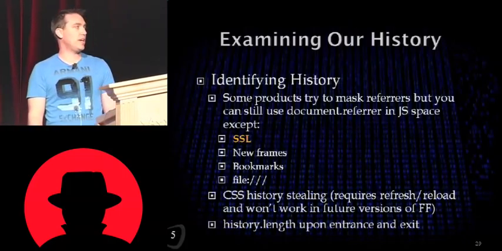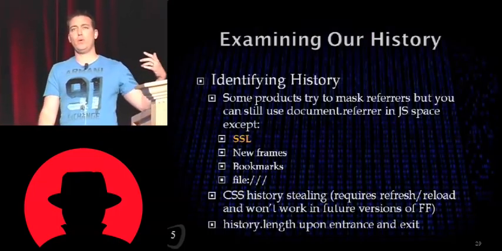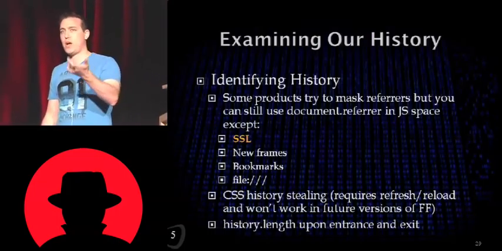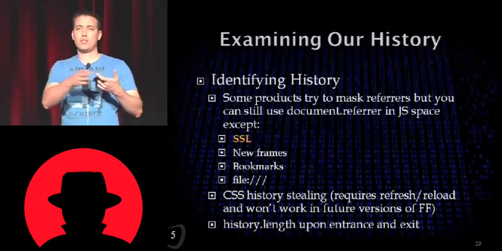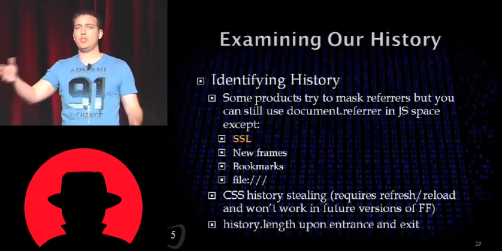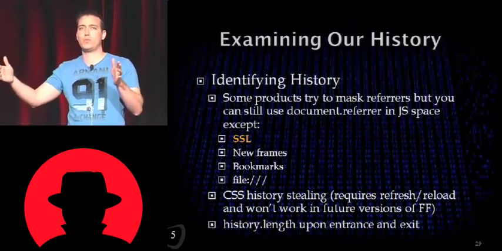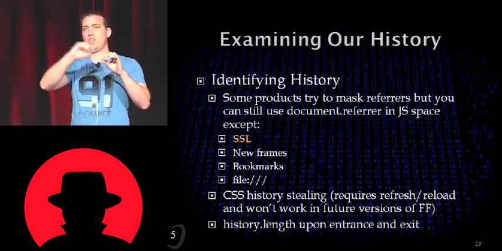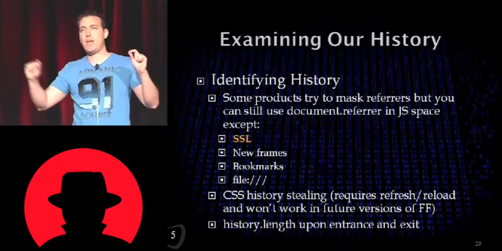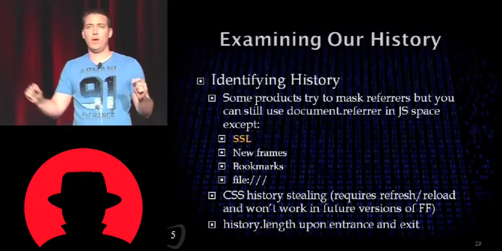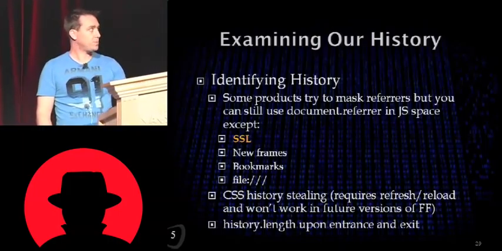And then history length upon entrance and exit. So if you ask the user's browser, what's your history length? They go through the SSL flow, and then you ask it again at the end. You just take the difference between those two numbers, and you know how many pages they visited as they went through that flow. So if there's a very specific way to get through this flow and it takes this many pages, you know that they must have gone through that flow. That'll come up again later too.